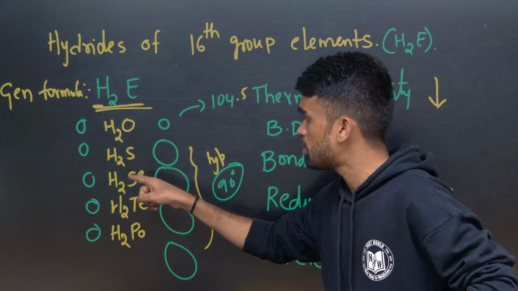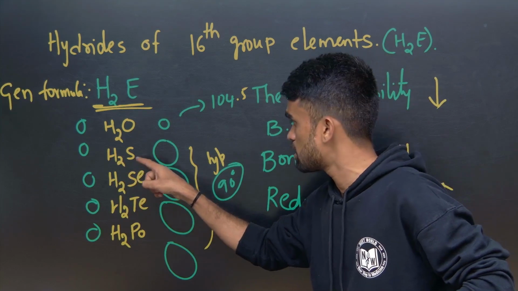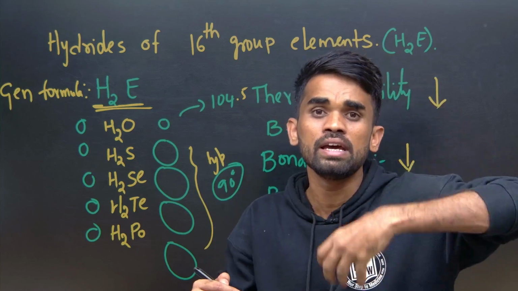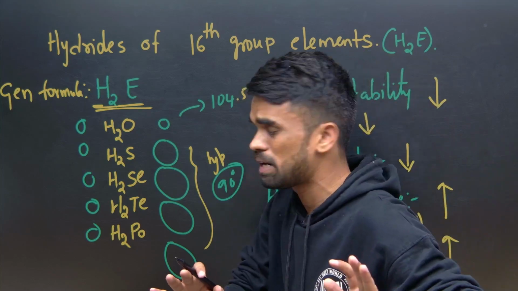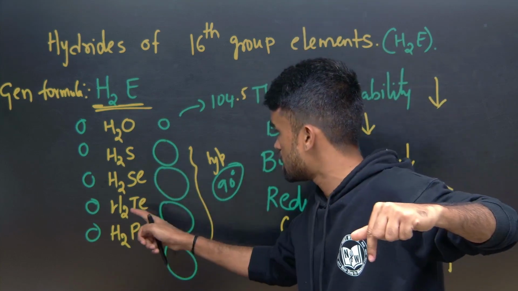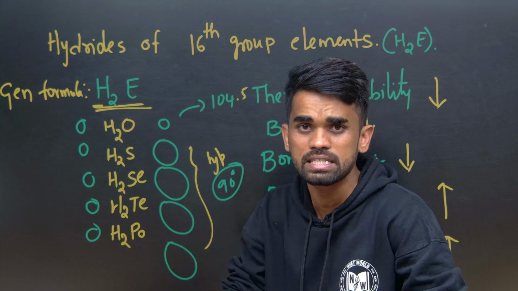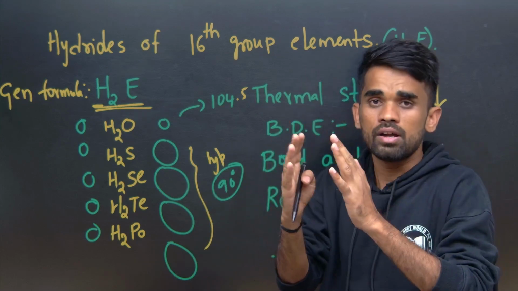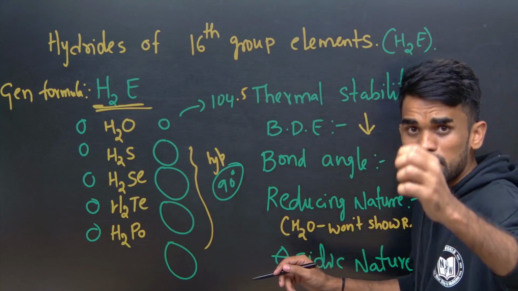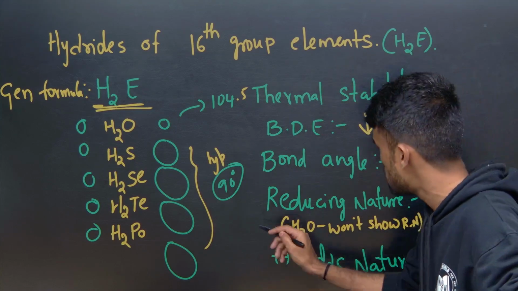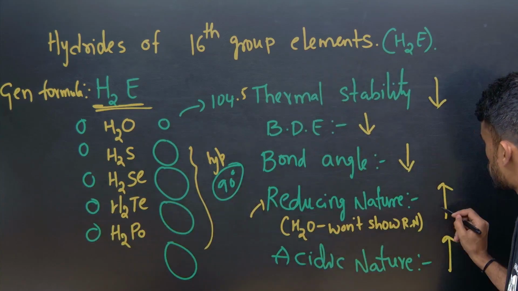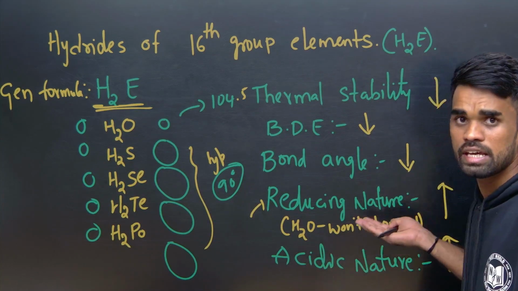Here the bond between hydrogen and the central atoms, selenium, sulfur, tellurium, will have more p character, and the lone pairs present on them will have more s character. I hope it is clear. So down the group, the p character in the bond between hydrogen and the central atom increases, and the bond angle becomes closer to 90 degrees. Down the group the bond dissociation is easy, right? So donation of hydride, or electrons, takes place easily. That is where reducing nature increases, and acidic nature also increases down the group.